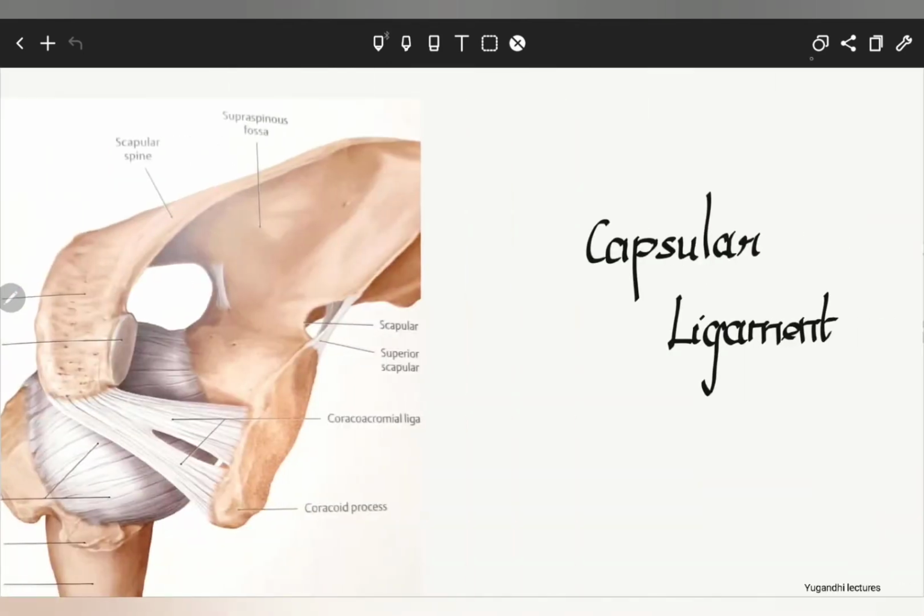So the first ligament we are going to see is the capsular ligament. You can see this is the capsular ligament. Actually, it is a very loose ligament covering the shoulder joint and permits free movements.